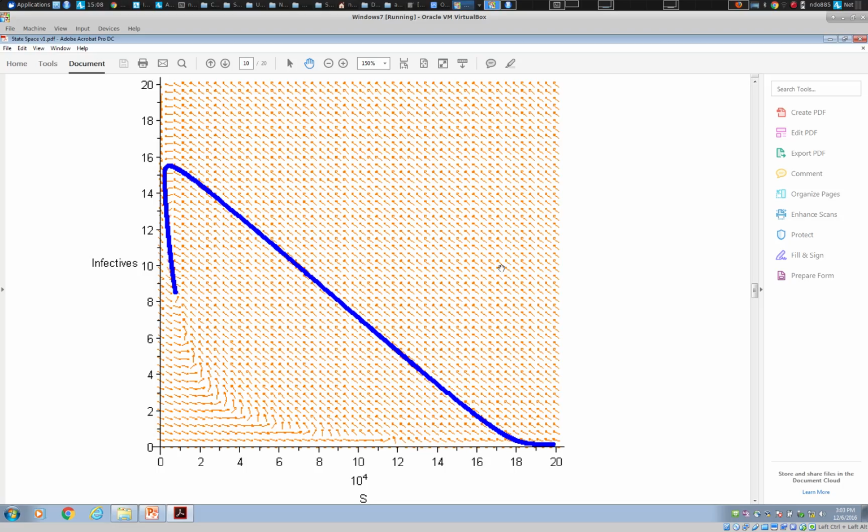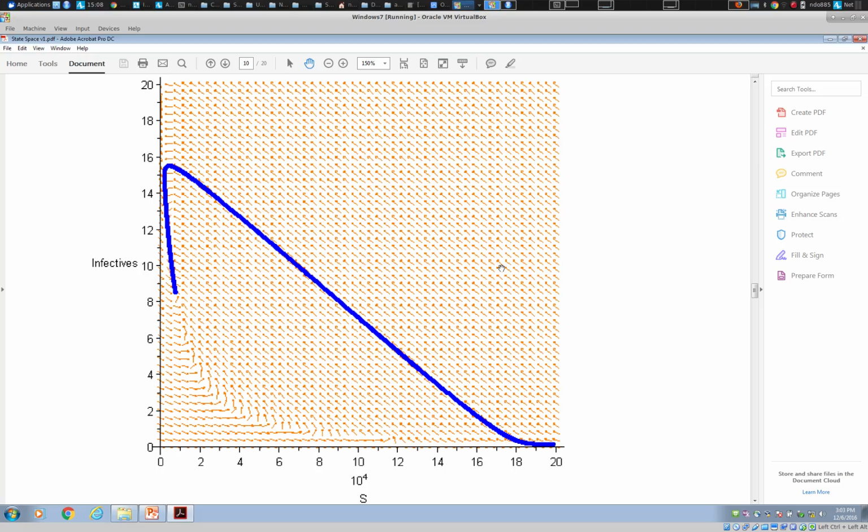So basically it indicates how state is changing. If this arrow is pointing straight to the left, it means S is decreasing, I is 0, di dt is 0. So ds dt is negative, hence it's pointing left. S is decreasing, and di dt is 0. So it's not going up or down, so it's pointing straight to left.